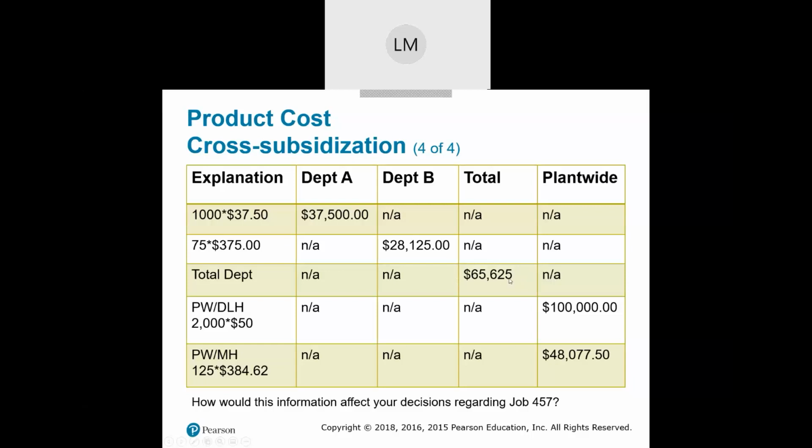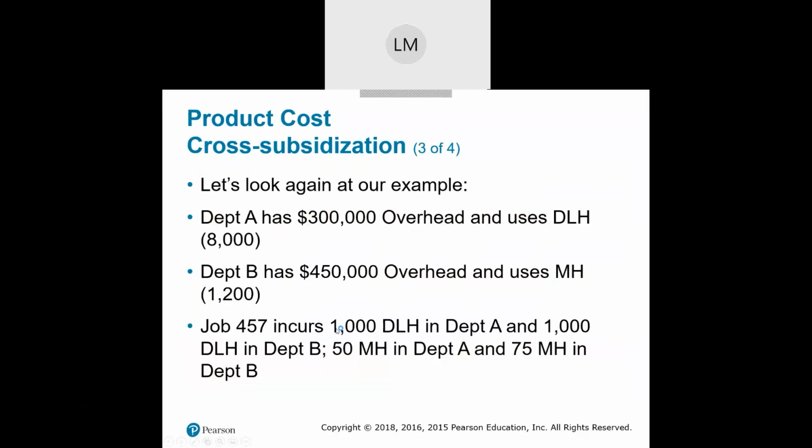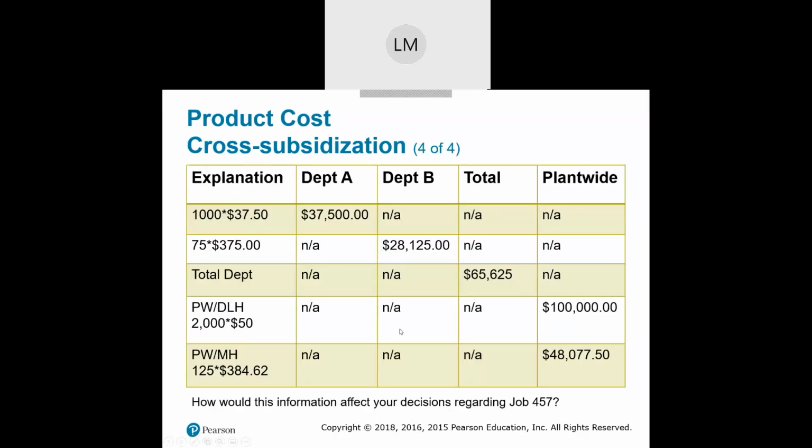Now, what if I were to use one of my two plant-wide rates? How much overhead would I assign? Well, if I was using 2,000 labor hours, remember, 1,000 direct labor hours in Department A, 1,000 direct labor hours in Department B, so I'm using 2,000 hours altogether. 2,000 hours times my allocation rate of $50 per hour, I'm going to assign $100,000 of overhead to job 457. We already see a discrepancy here of almost $35,000 of overhead assigned.